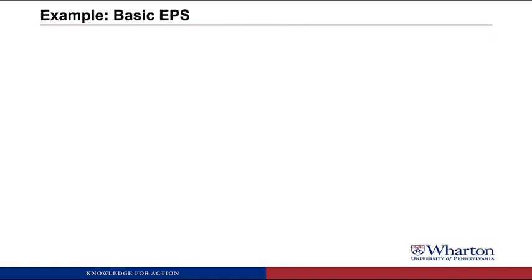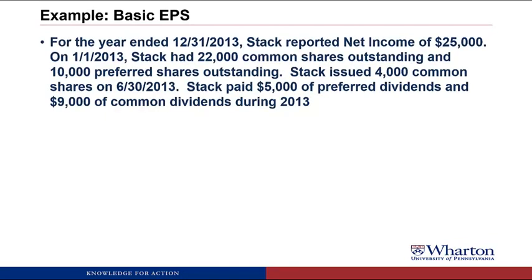Let's take a look at an example. For the year ended December 31, 2013, Stack reported net income of $25,000. On January 1st, 2013, Stack had 22,000 common shares outstanding and 10,000 preferred shares outstanding. So that was what they had at the beginning of 2013. Stack issued 4,000 new common shares on June 20th, 2013. So they issued more shares in the middle of the year. During the year, Stack paid 5,000 of preferred dividends and 9,000 of common dividends.